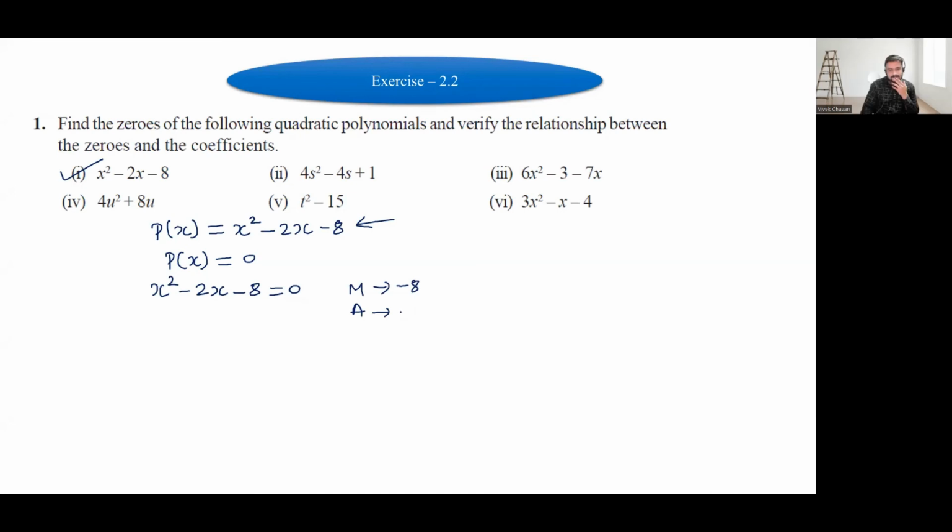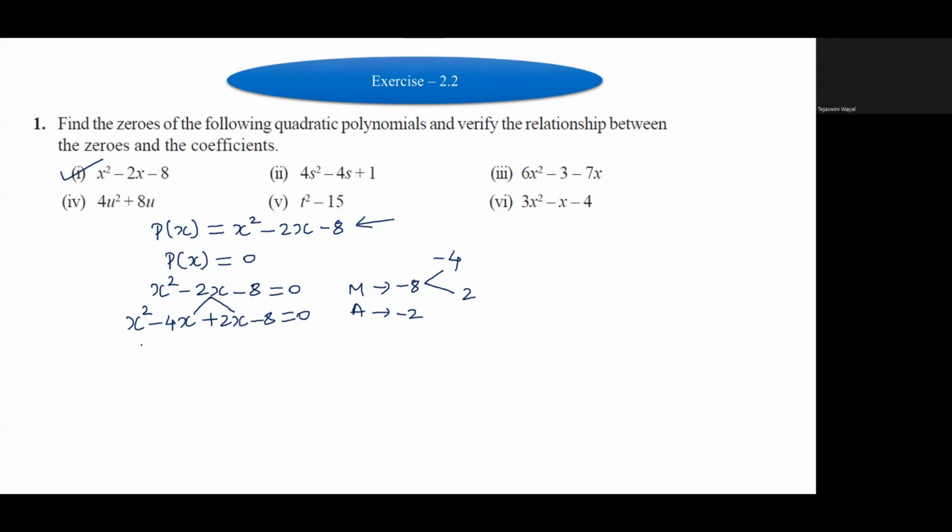Okay, so in multiplication we want -8, and in addition we want -2. So we can take -4 plus 2. Yes. So -4 into 2 is -8, and we are also getting -2. Okay. Then, shall I write x square minus 4x plus 2x minus 8 is equal to 0? In place of this middle term, we have written two terms. Okay, we have split the middle term.